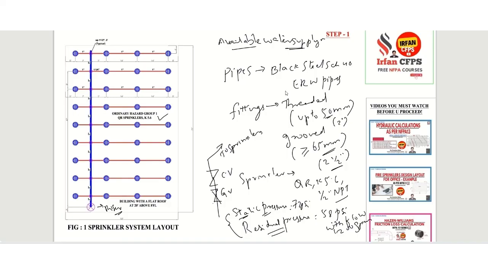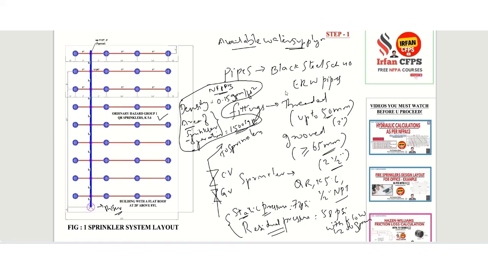Apart from this, as I already told you, this comes under ordinary hazard group 1. So for ordinary hazard group 1, we are going to write down the density. This is an important point you need to go through: density and also the design area of sprinkler operation. The design area of sprinkler operation is mandatory in order to perform the hydraulic calculations. The density as per NFPA 13 for ordinary hazard group 1 is 0.15 gpm per square feet, and the area of sprinkler operation will be 1500 square feet. This is the first step before we move further into the hydraulic calculations.